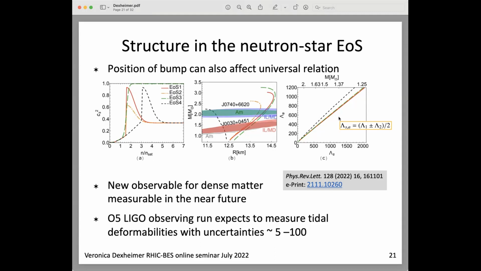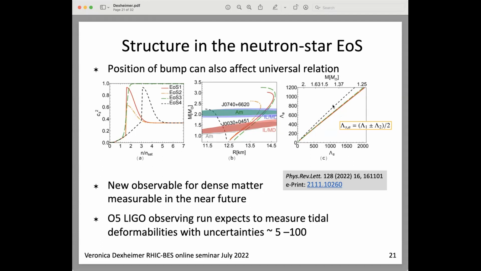So in the next runs that are starting soon, I'm going to show you a chronogram later for the future of LIGO and Virgo. We're going to see that in the next runs, the tidal deformability might be measured. It also depends on how far the merger happened from us. But you have enough sensitivity to measure these kinds of tidal deformability differences that we're talking about.